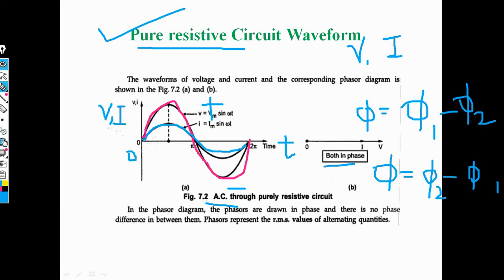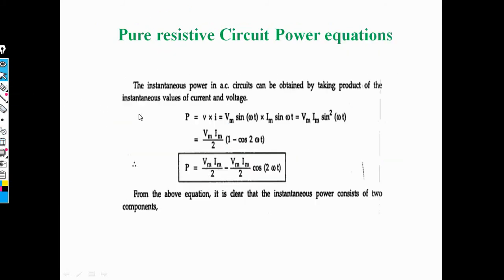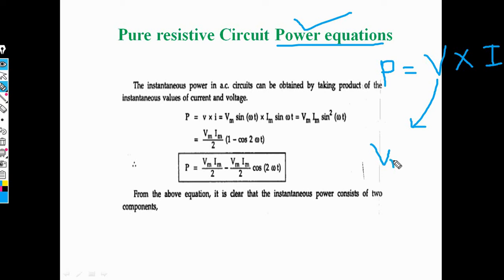Now we have to explain the voltage, current and power equations. These are the important equations in a resistive circuit. First is the power equation. What is the meaning of power? Power is the product of voltage and current. This is the important formula for power. We are already given in the waveform V is equal to Vm sin omega t.